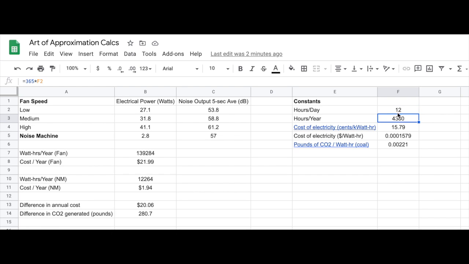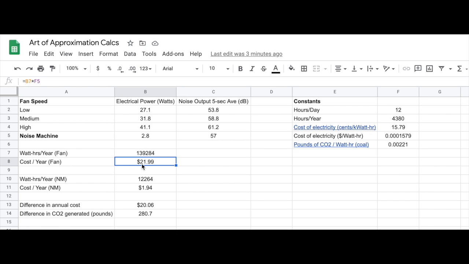And then you can multiply that number, 12 by 365, to get the total number of hours per year. So then if I come over here, I can calculate the watt hours per year for the fan. Watt hours is a measurement of energy, and how you calculate it is you just multiply the watts, the power being used, by the hours at which that power is being used. So over an entire year, it would be 31.8 times the number of hours that it's used that year, and that ends up being this number here.